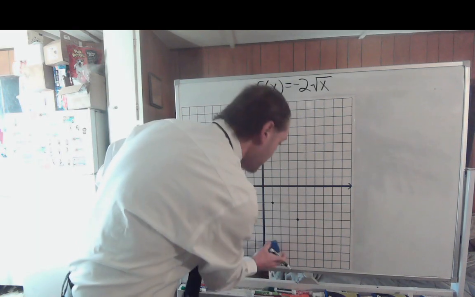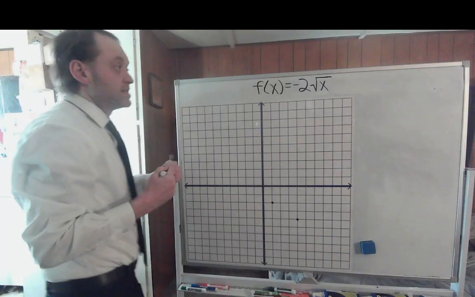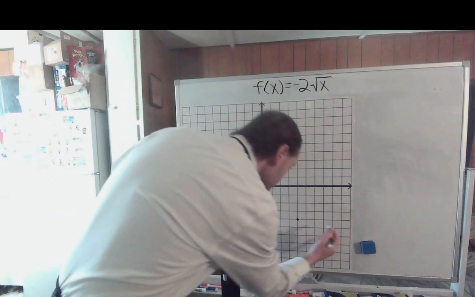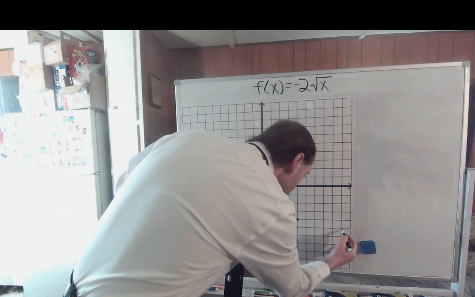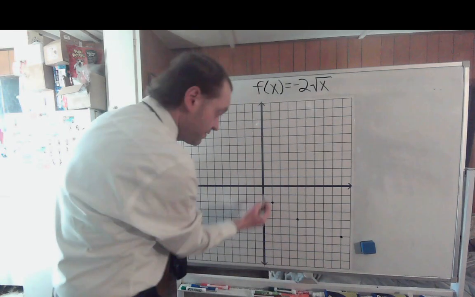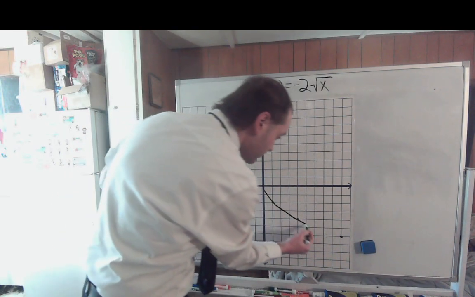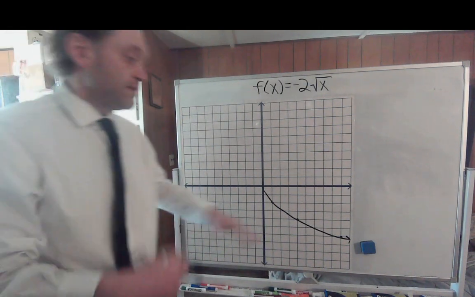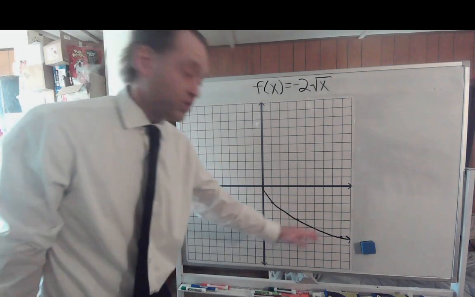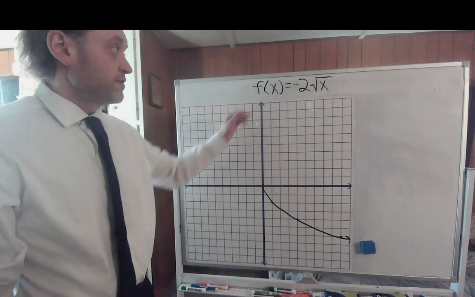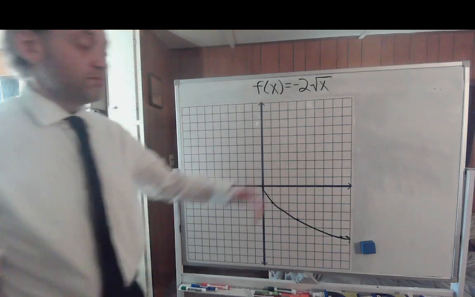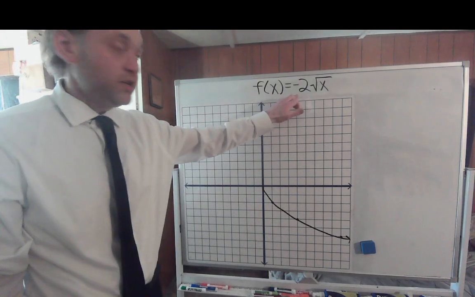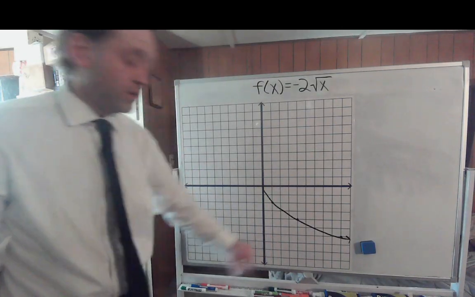Here it is. All right. Then what about when x is 9? Well, the square root of 9 is 3, times negative 2 is negative 6. So let's graph this bad boy. That's definitely vertically stretched from the original square root of x, and it's reflected in the x-axis from the original. So that's what that negative sign does, and that coefficient of 2 stretches it vertically.